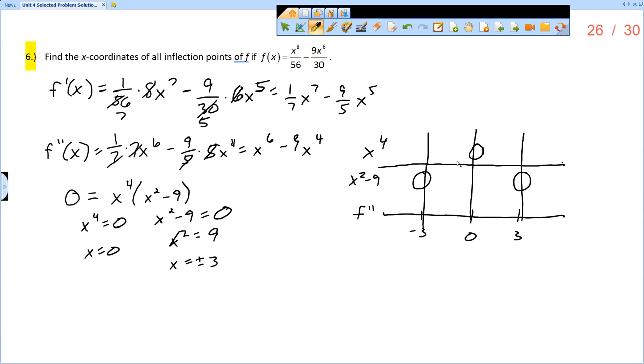Now pick a number to the left of 0. How about negative 1? Negative 1 to the 4th is a positive number. So no matter what you plug in there, you're going to get a positive. And of course, on the right side, we also get positives. So it's very important to keep that power in mind.